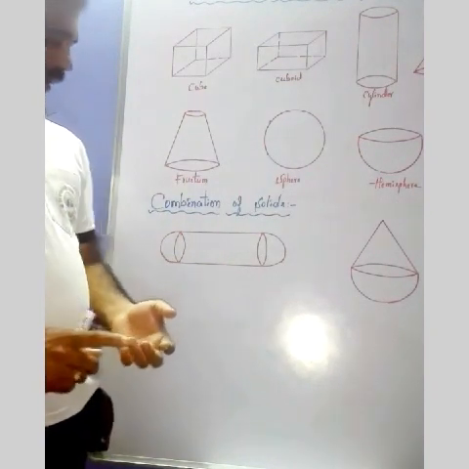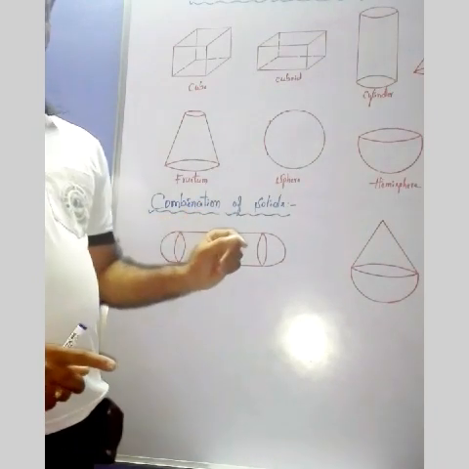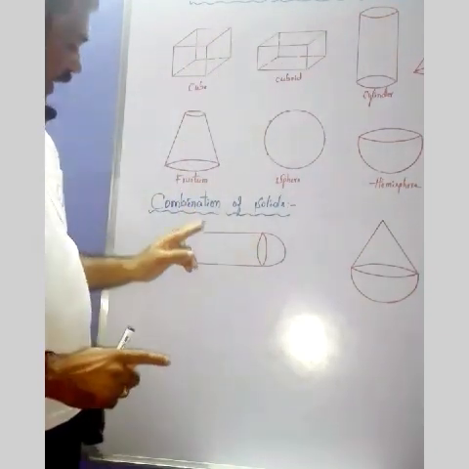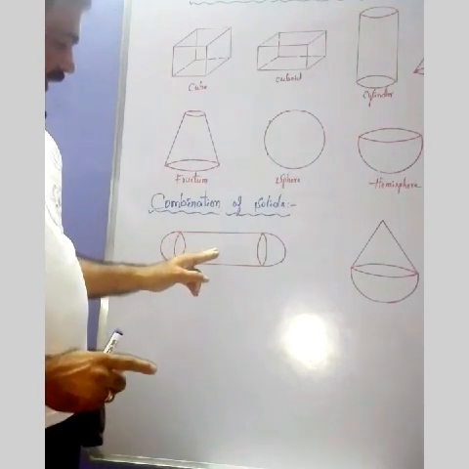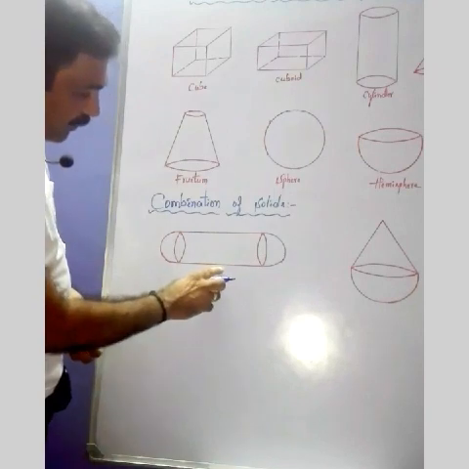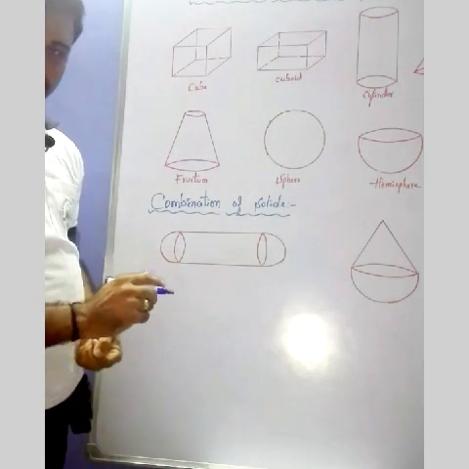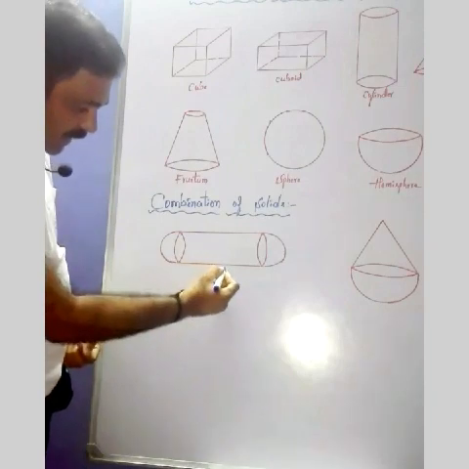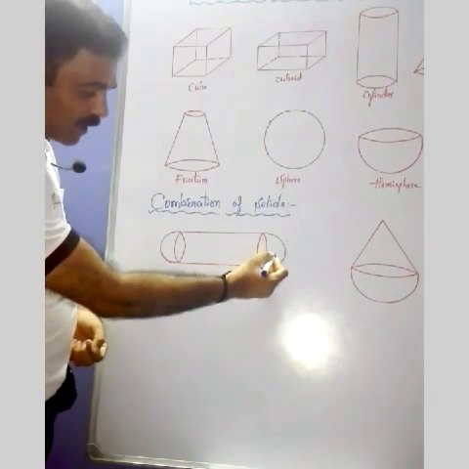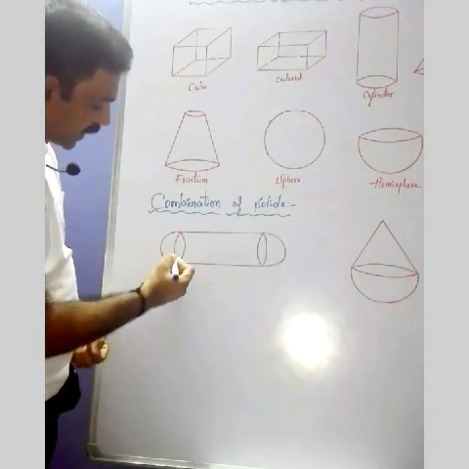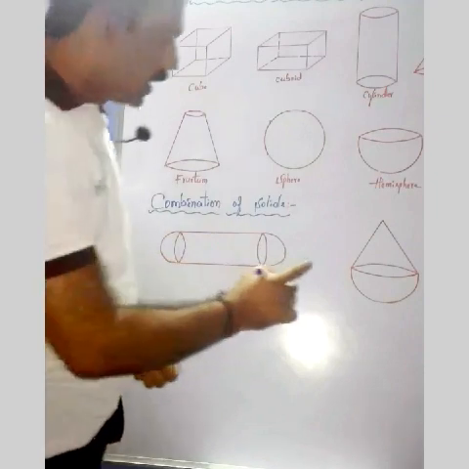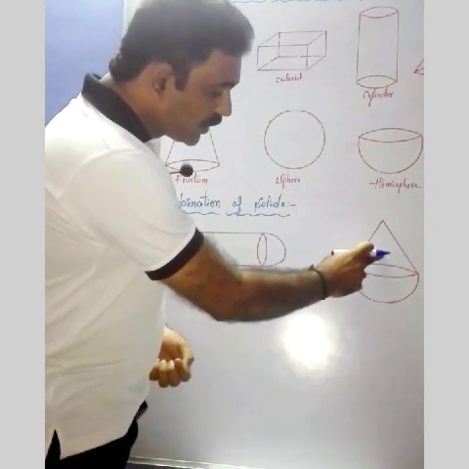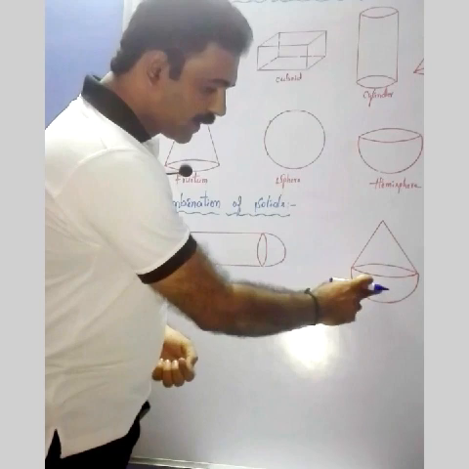Students, now we have to see combinations of solids and how to find the surface area and volumes of these combinations of solids. First, let us take a container. The container is made up of a cylinder that is fitted with two hemispherical ends. The surface area of this container equals the curved surface area of the cylinder plus CSA of one hemisphere plus CSA of the other hemisphere. Similarly, the total surface area of the toy equals the curved surface area of the cone plus the curved surface area of the hemisphere.